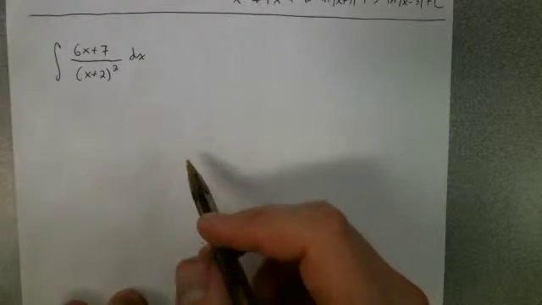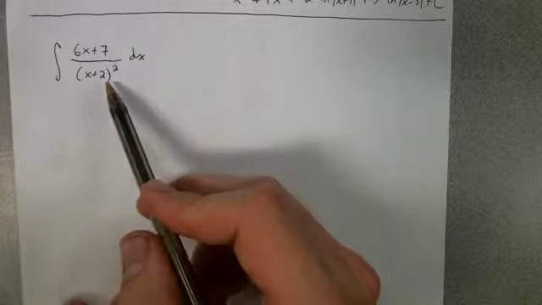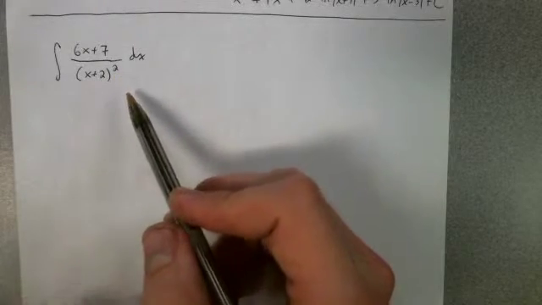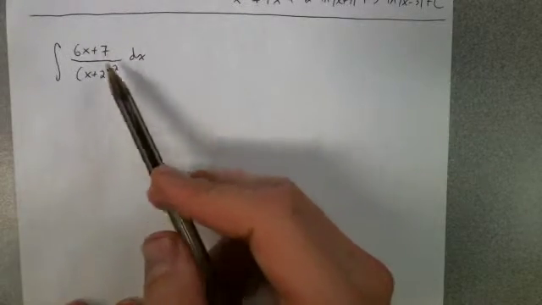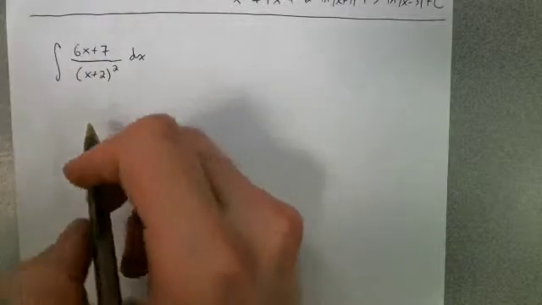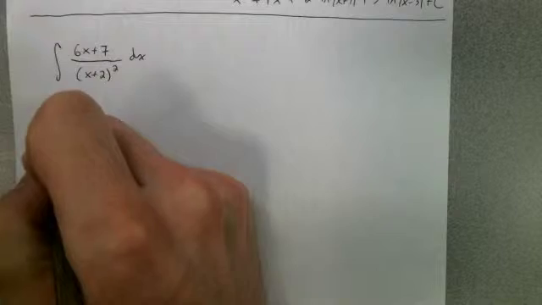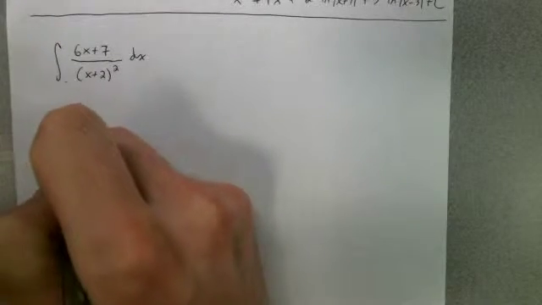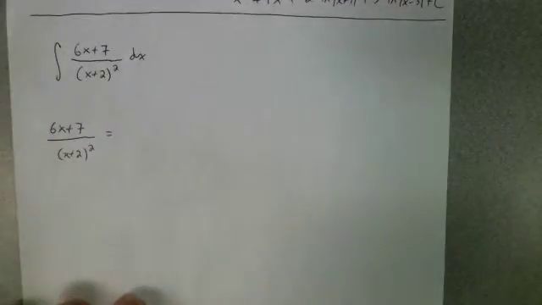All right, new problem. We want to find the antiderivatives of (6x + 7) over (x + 2) squared. Okay, so we have a rational function here, polynomial divided by polynomial. So we should be able to do a partial fraction decomposition. So we want to take this fraction there, (6x + 7) over (x + 2) squared, and we're going to try to break it up.